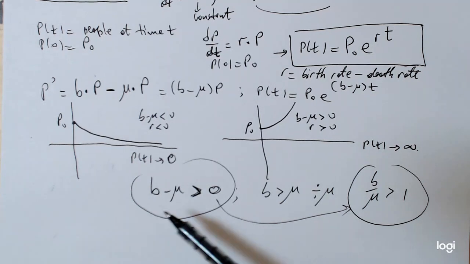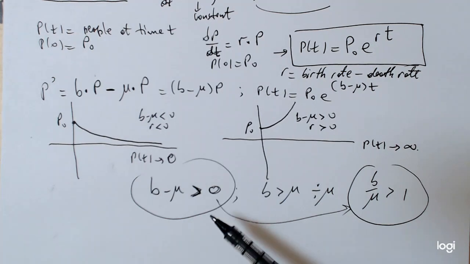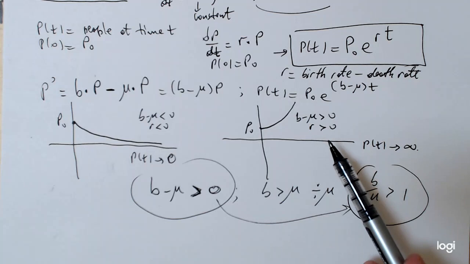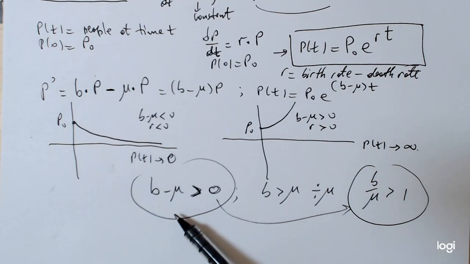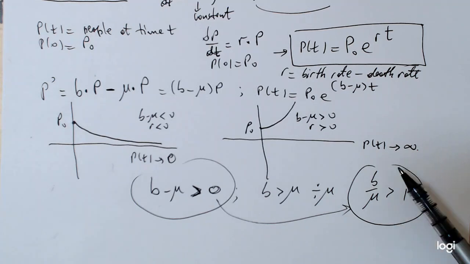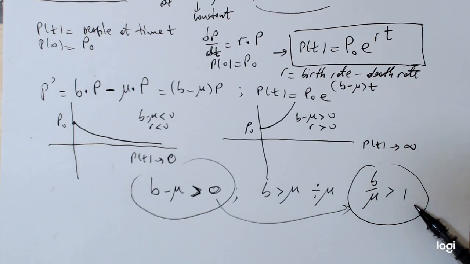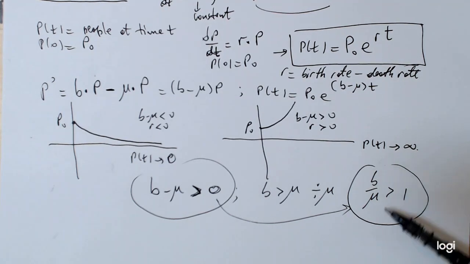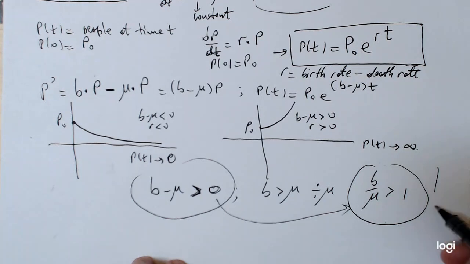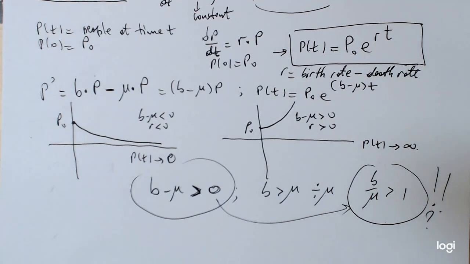I mean, the birth is greater than the death. Nothing too hard to understand why the population goes to infinity. If the birth is greater than the death, obviously p goes to infinity. What's the big deal that I write it in the form of b over mu greater than 1, right? Birth greater than the death in the fraction form means it's greater than 1. But why is this so much more important than all other equivalent expressions?